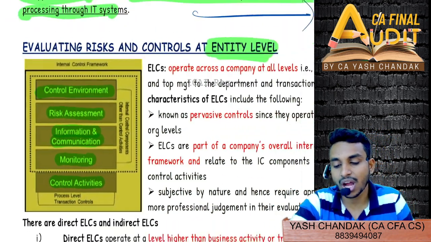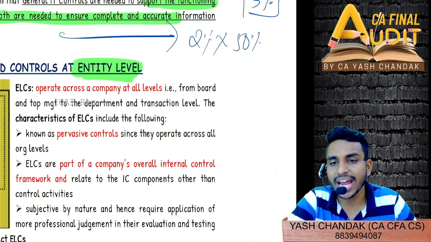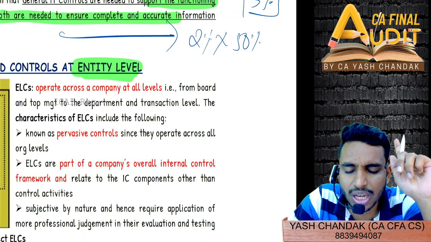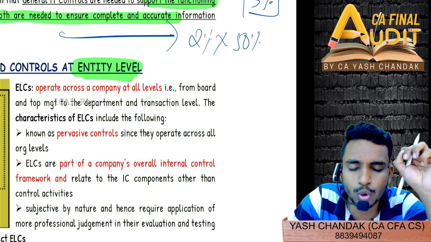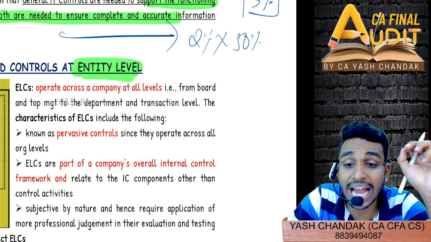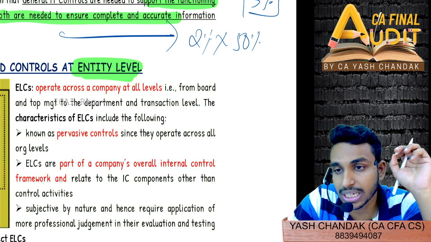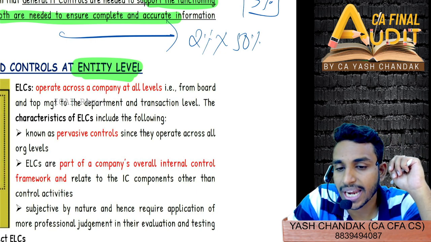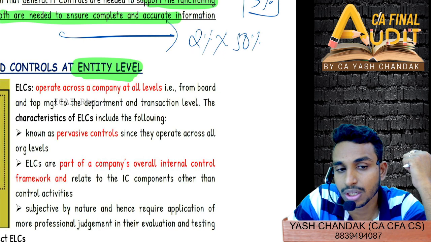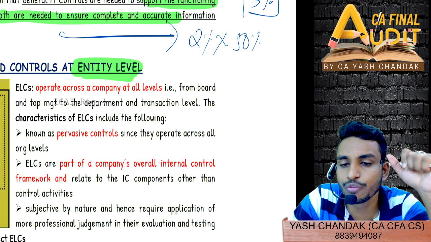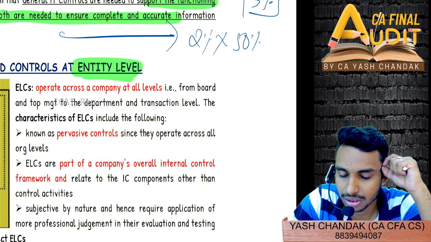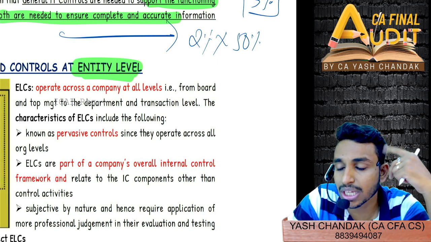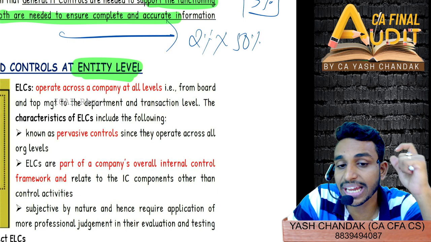Now, out of these 5 components, try to tell me which one component of internal control you think will not lie in entity level control, rather it will lie in process level control? Which component do you think? Just try to recall the components, try to recall the concepts, and link with entity level control.